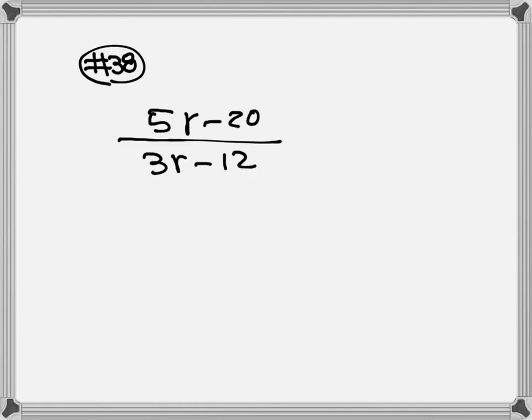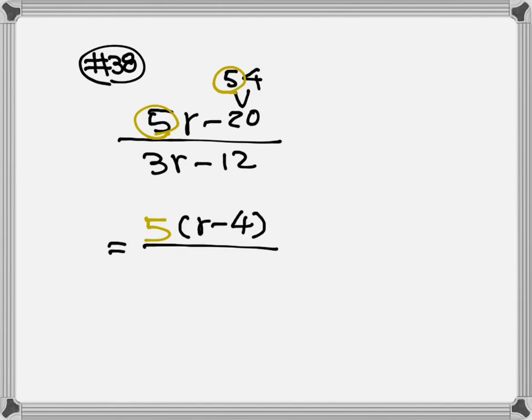Okay. Now let's look at number 38. Number 38, we have 5r minus 20 over 3r minus 12. Over here, we need to find the greatest common factor for the numerator and also for the denominator. So here, 5 can go into 20. 20 we can factor as 5 times 4. So the common factor for the top, for the numerator, will be 5. So I'm going to factor out the 5. So we have r minus 4 inside the parenthesis.